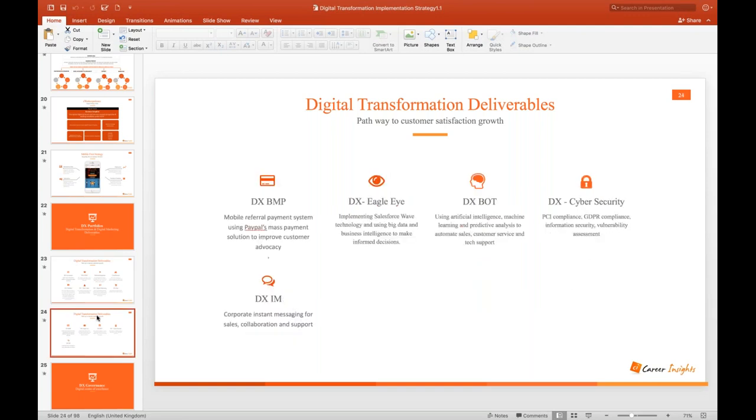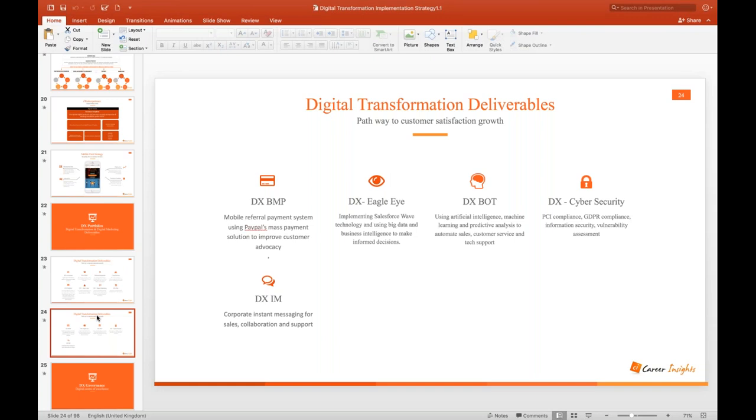Now, BMP, mobile referral payment system, so that people can refer people to us. DX instant messaging, that's Riva, the application. Some of these things we've already built. Eagle Eye is where we're doing business intelligence and big data analytics. Bot is where we're actually, because I want to get rid of my customer service person. Somebody said just now that, oh my God, I called the office, you still don't pick up. We want robots to start speaking to you now. If you call the office and nobody picks up, a robot will speak to you. So we are building an artificial intelligence virtual customer service person.